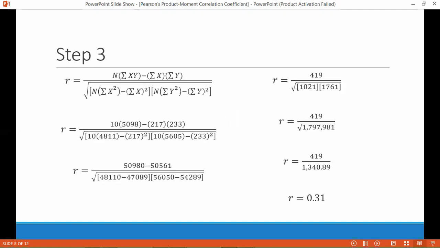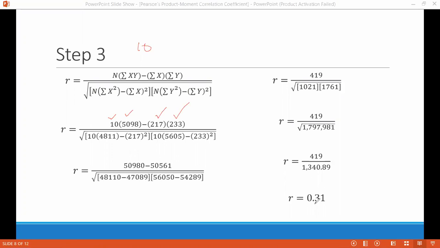Now, for the third step, we are to use the formula na to solve for the r. Now, the formula is given by that one. So, substitute mo lang siya. Ang n natin, or n is 10. Tapos, the summation of xy is 5,098. Then, the summation of x is 217. Summation of y, 233.